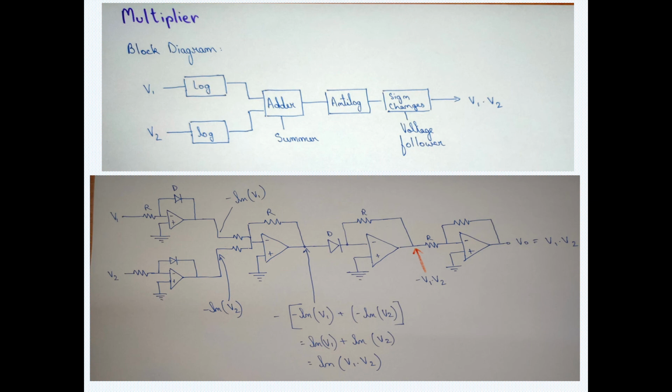After the anti-log, the output will go to the sign changer. There is a voltage follower amplifier. There the sign will change. Then the final output will be the product of V1 and V2.